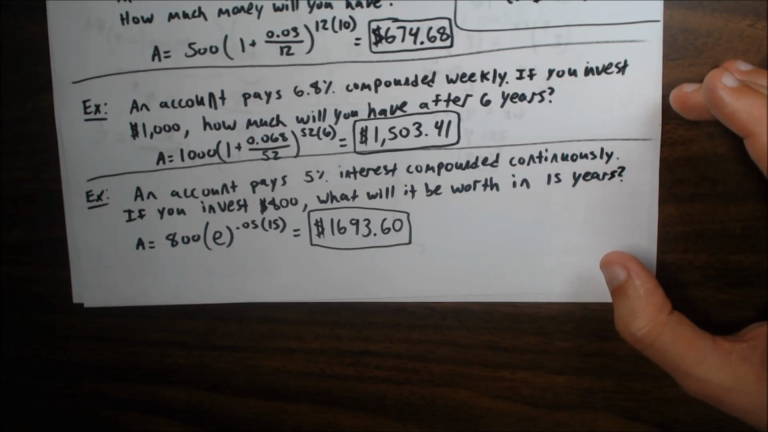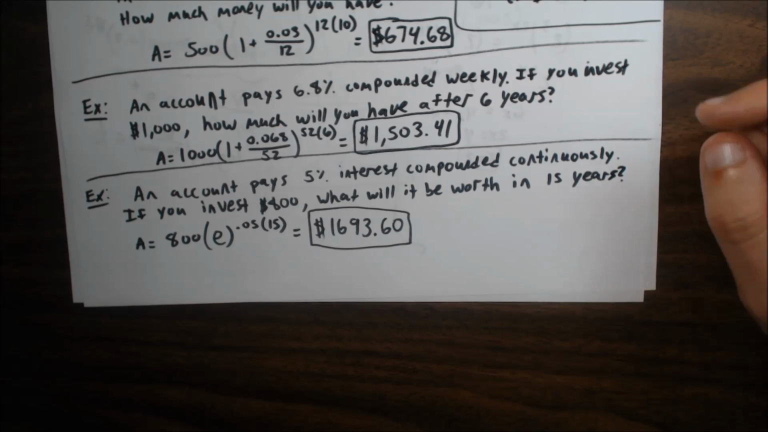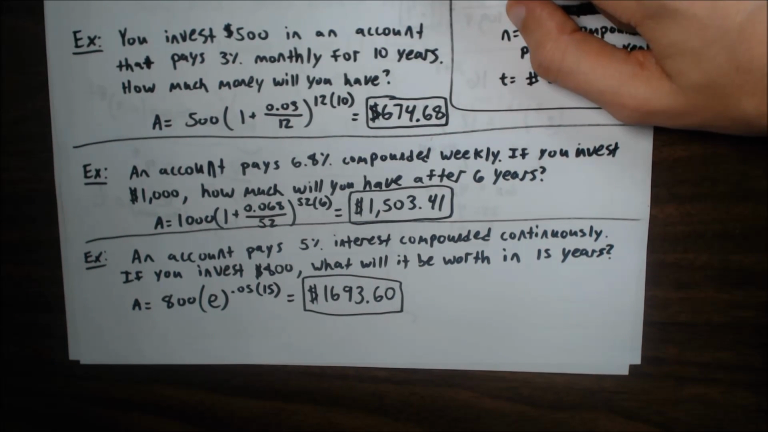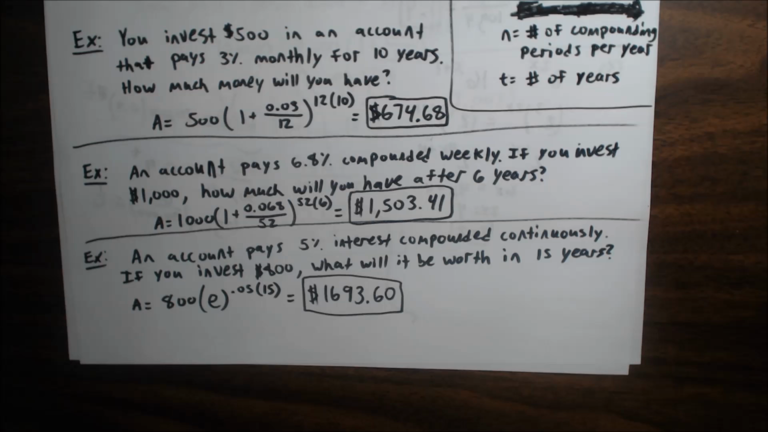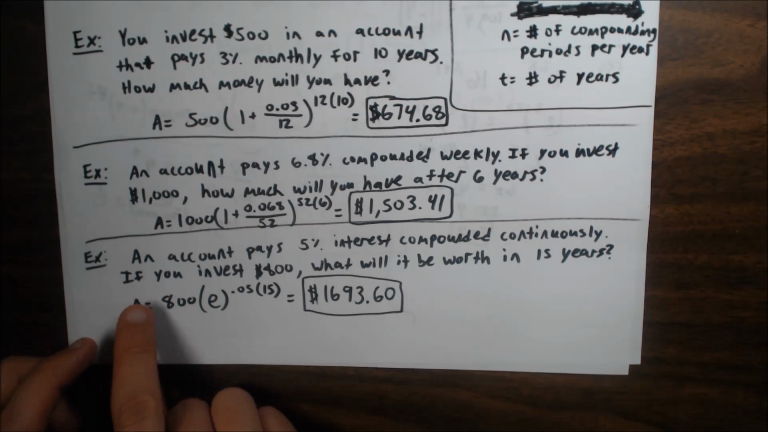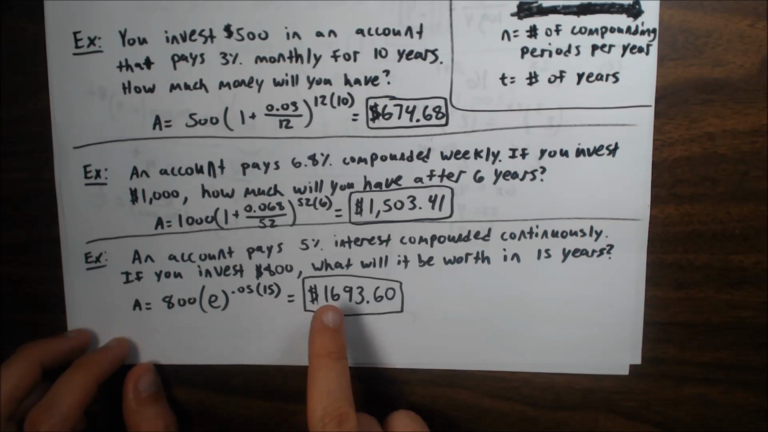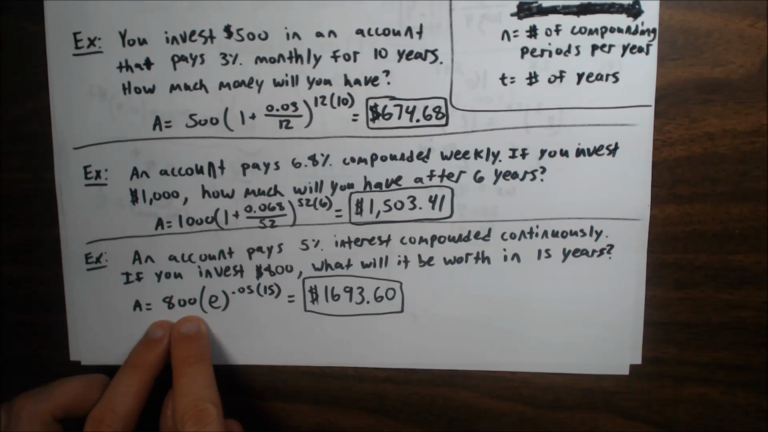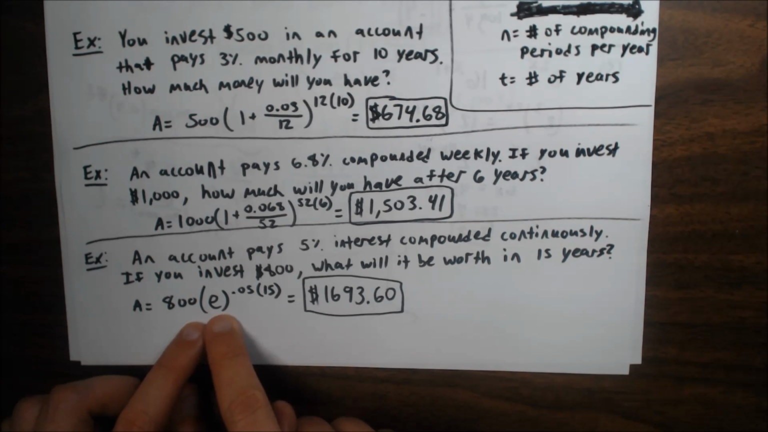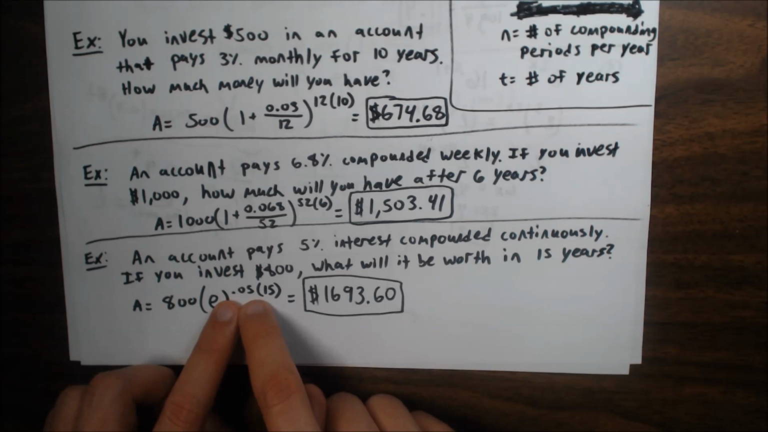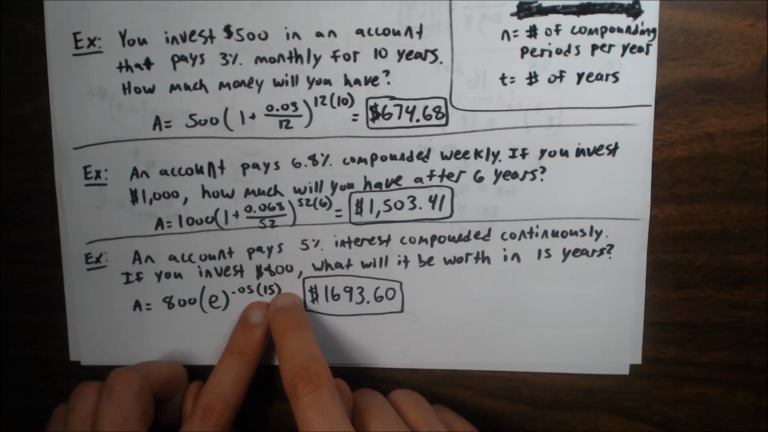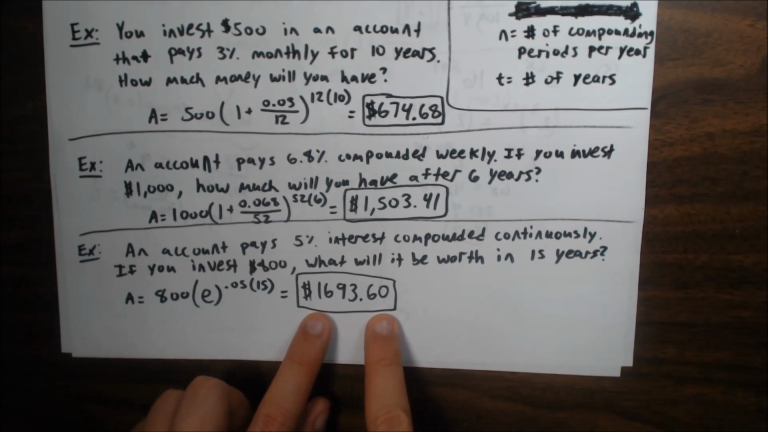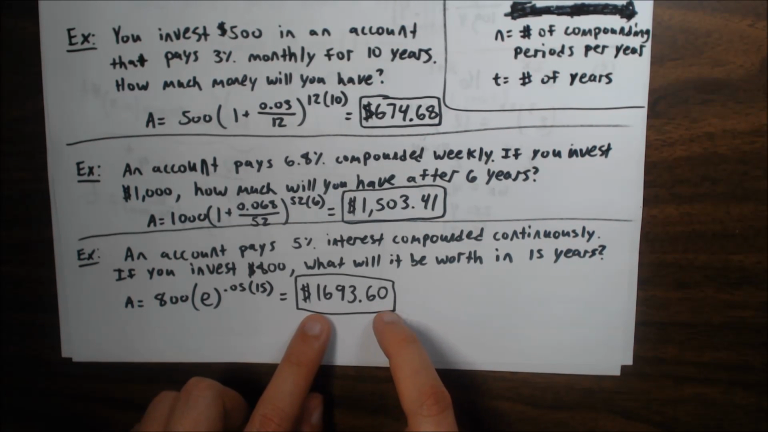Then I have another example. An account pays 5% interest compounded continuously. So now we're using this other formula here. If you invest $800, what will it be worth in 15 years? We're just plugging everything in. 800 was the starting amount. E is just E. It stays there like that. 0.05 is the interest rate, and 15 is how many years. You put that in the calculator, and you can see that you would more than double your money in this case.